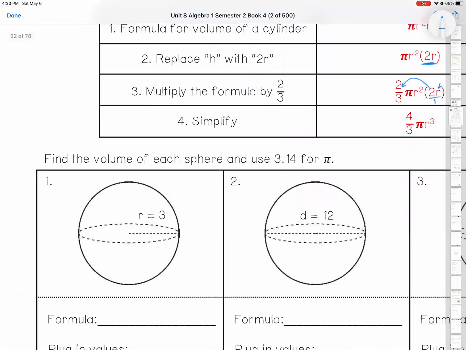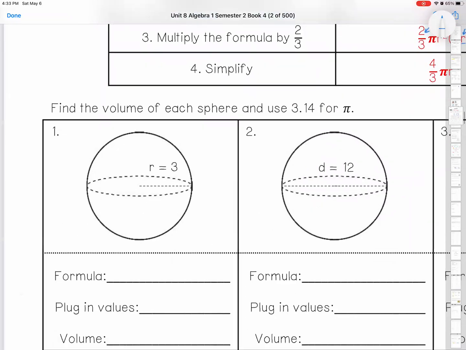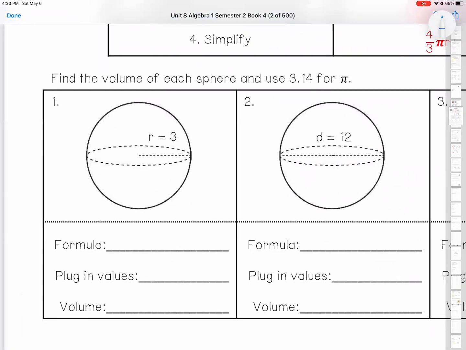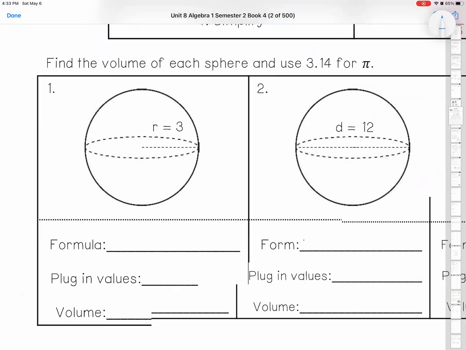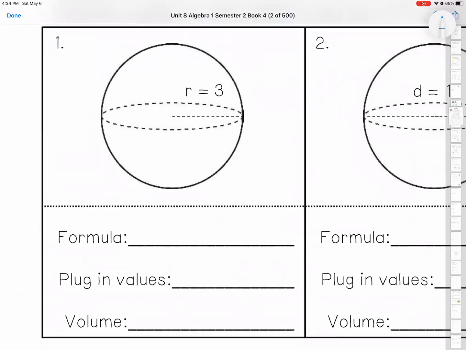Now, we're going to actually see it in action. And I'm not actually a big fan of 3.14. You can use 3.14, but I prefer pi, just because it's a very exact answer then. So we have a sphere here, and the radius is 3. Now the formula, I always encourage my guys to simply write out the formula, just because it is a little bit different than the others. So 4/3 pi r cubed for a sphere.